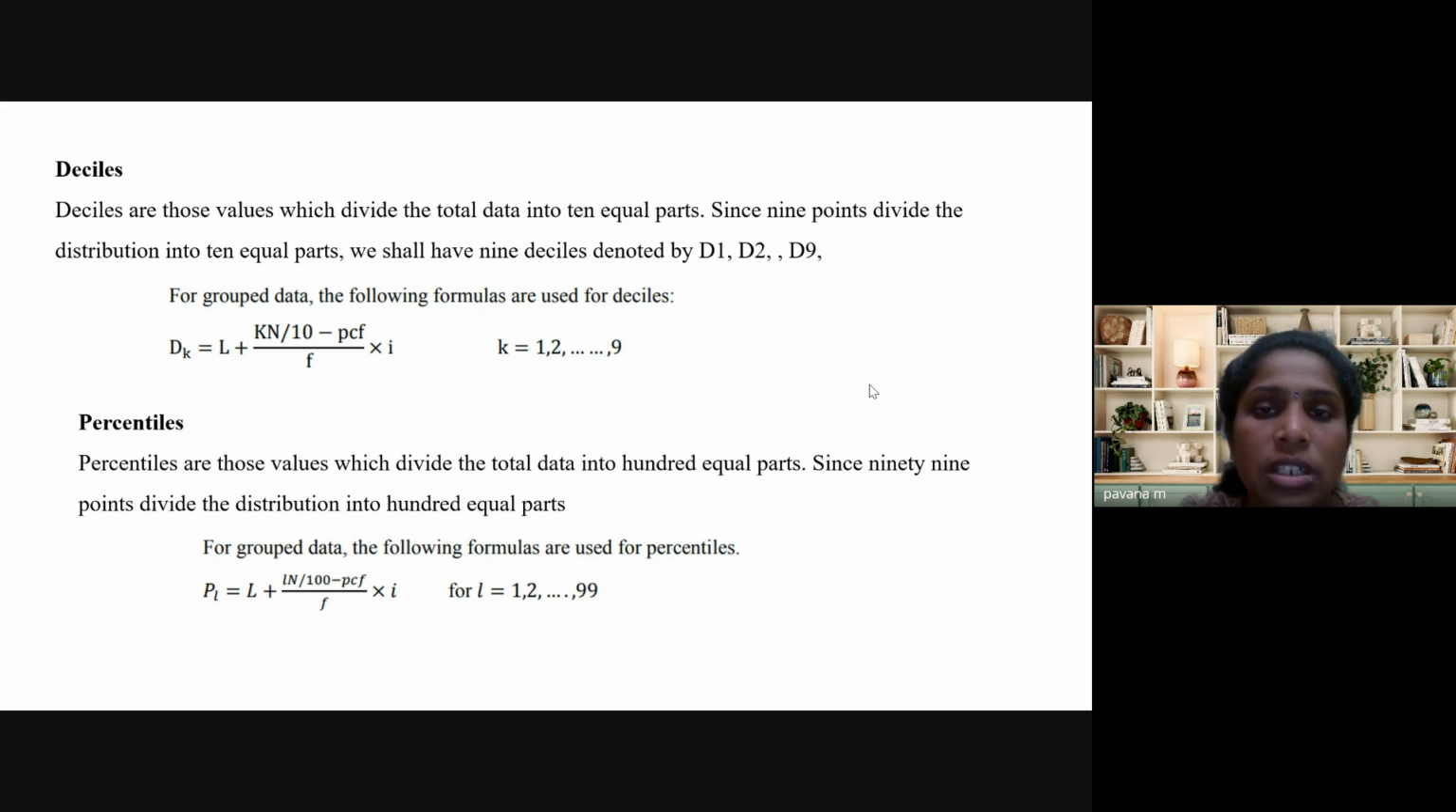And the last one is percentile. Percent means 100, so here you are distributing the data into 100 equal parts. For dividing the distribution into 100 equal parts, you need 99 points. That's why we use P. Percentile means P1 to P99. For calculating P1, P99 or P40, again we have a formula: L plus (k into N by 100, because it is a percentile, N by 100, minus PCF) by f into i. So this is the formula for percentile.